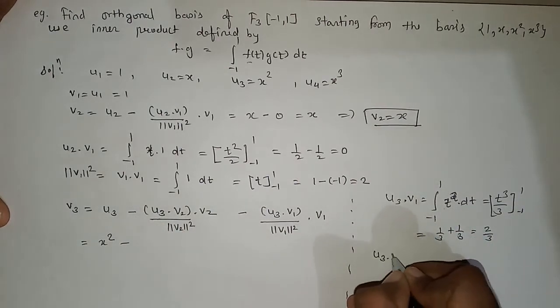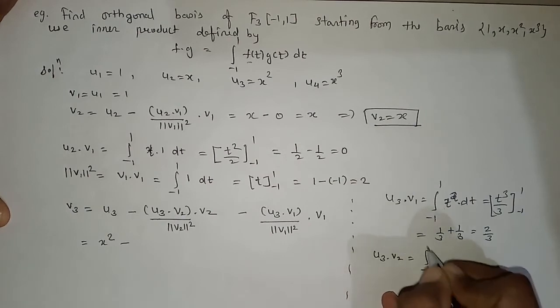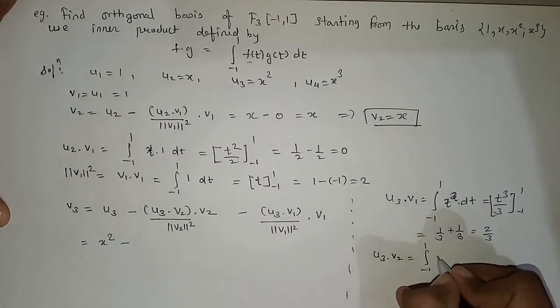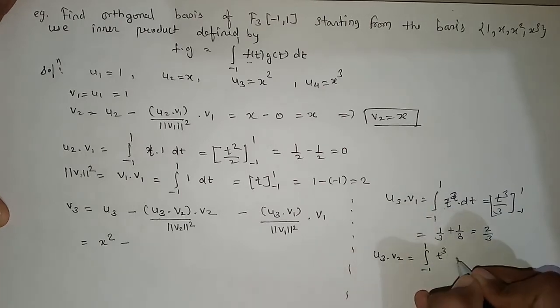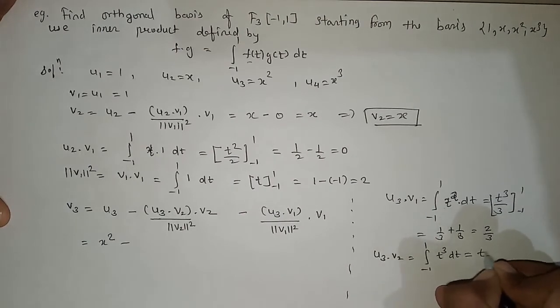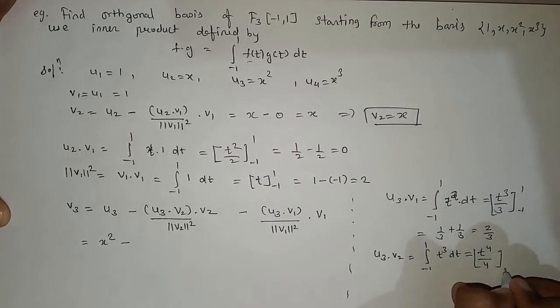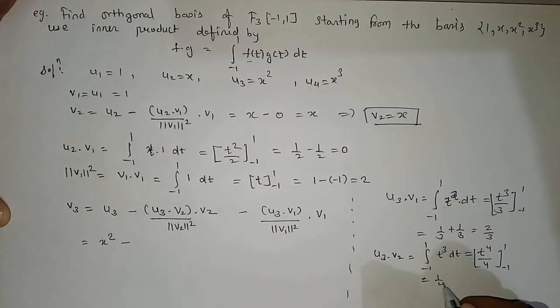So u3 dot v2 is equal to integration from minus 1 to 1, u3 we have t square and v2 we have x. So t square times t, this becomes t cube dt. So this is t raised to 4 upon 4, integration ranging from minus 1 to 1. So this becomes 1 by 4 minus 1 by 4, as 0. So we have already the norm of v1 square. So norm of v1 square is 2.